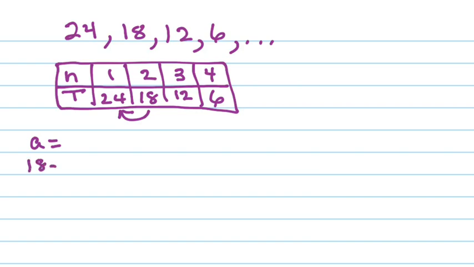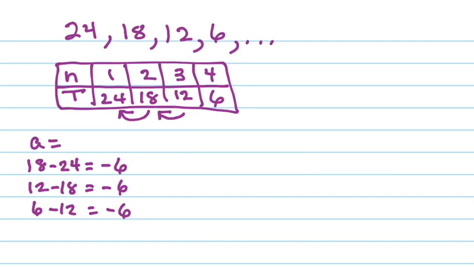First, we'll find our common difference, our A, and we do that by subtracting. So it's 18 minus 24, which gives us negative 6. So be careful. This pattern is decreasing. So our A is going to be a negative number if that's happening. So next, we'll do 12 minus 18 equals negative 6, and 6 minus 12 equals negative 6. Use your calculator if you're in doubt about the negative numbers. Right now, we're focusing on the pattern. We can work on negative numbers later. Okay? So our common difference, A, is negative 6.